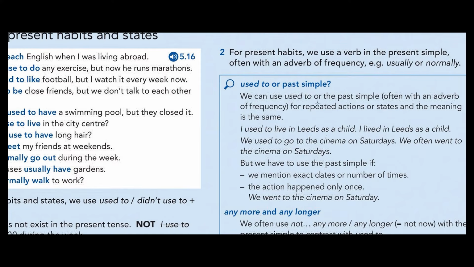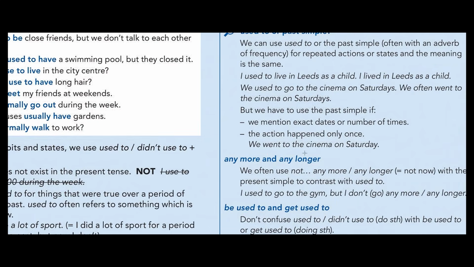Мы можем использовать used to или past simple, часто с наречием частотности, для каких-то повторяющихся действий или состояний, а значение остается тем же самым. То есть что «я раньше жил в Лидсе, когда был ребенком», что «я жил в Лидсе, когда был ребенком». Или «мы ходили в кинотеатр по субботам», или «мы часто ходили в кинотеатр по субботам».